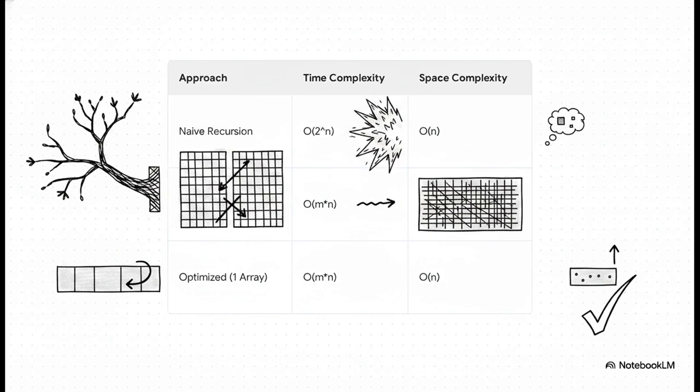The naive approach has exponential time complexity. That O(2^n) is a total disaster for anything but the tiniest inputs. Dynamic programming gets us to a much more manageable O(m×n) time. But then look at the space. The standard DP table also uses O(m×n) space. Our final optimized version keeps that awesome O(m×n) runtime, but slashes the space complexity all the way down to O(n). That is a massive win.